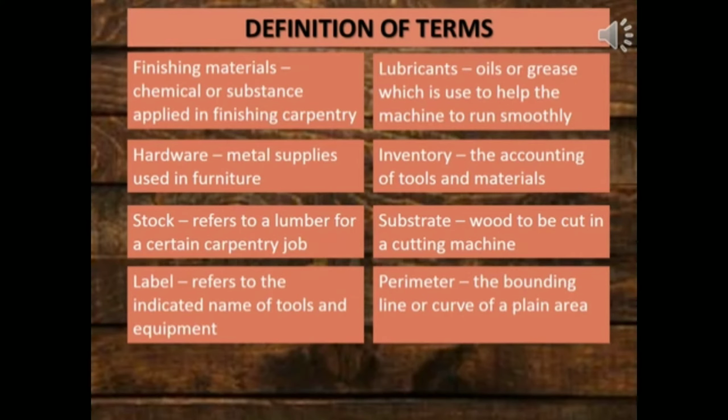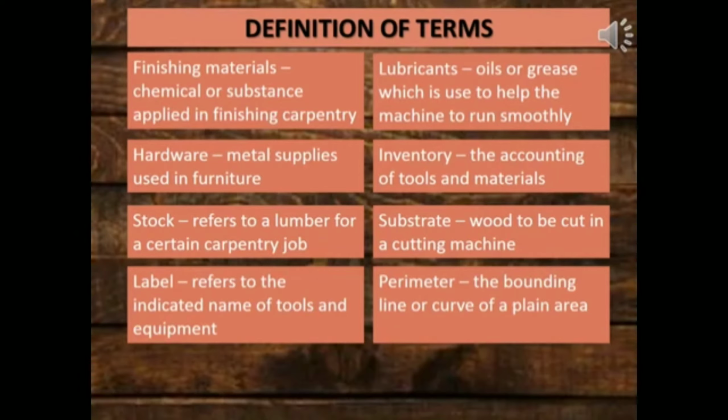Definition of terms. Finishing materials. Chemical or substance applied in finishing carpentry. Hardware. Metal supplies used in furniture. Stock. Refers to a lumber for a certain carpentry job. Label. Refers to the indicated name of tools and equipment.